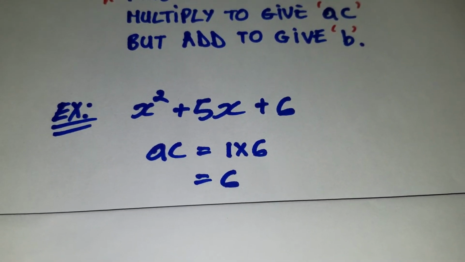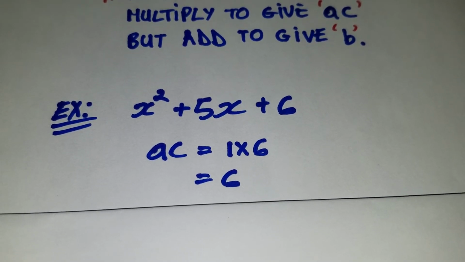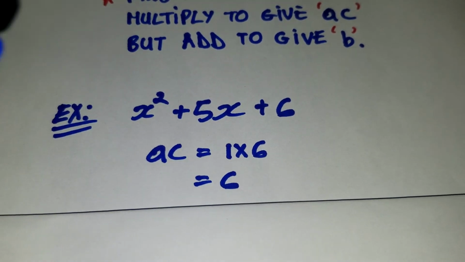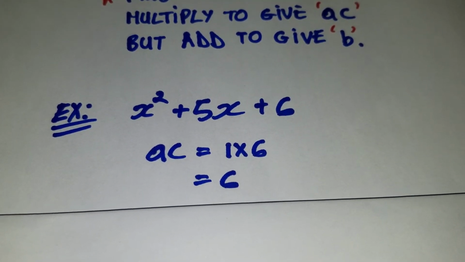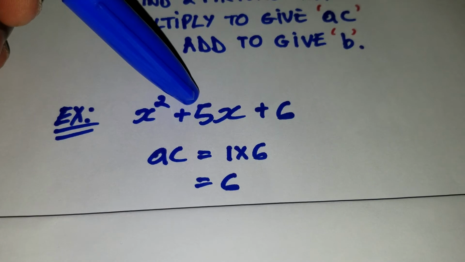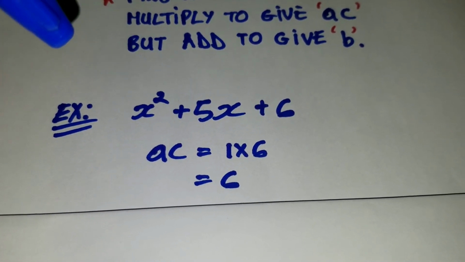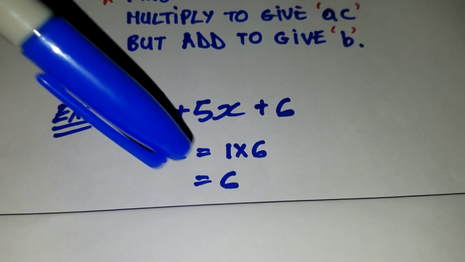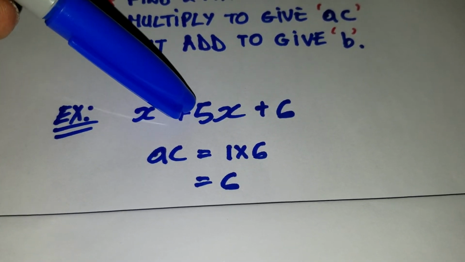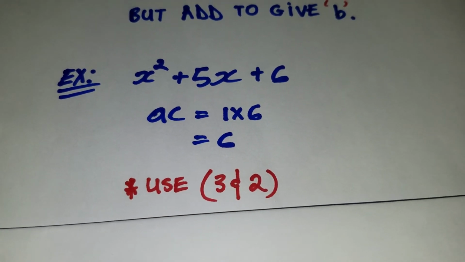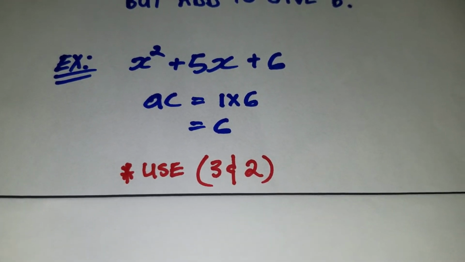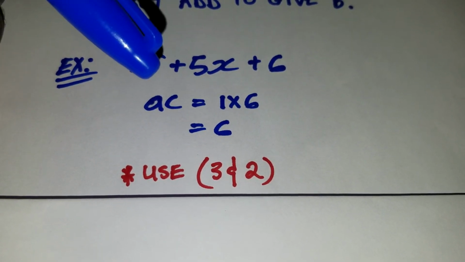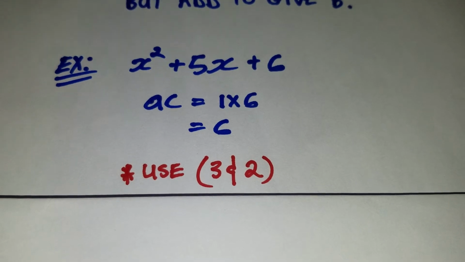Now, what are the two factors that if we were to multiply them, we will get back 6, which is ac, but those same two factors, if we were to add them, we would get the value of b, which is 5. So once more, we're trying to find two numbers that if we multiply them, we get 6, but if we add them, we get 5. Obviously, those two numbers will be positive 3 and positive 2. How do we know this? 3 times 2 is 6. However, 3 plus 2 is 5.